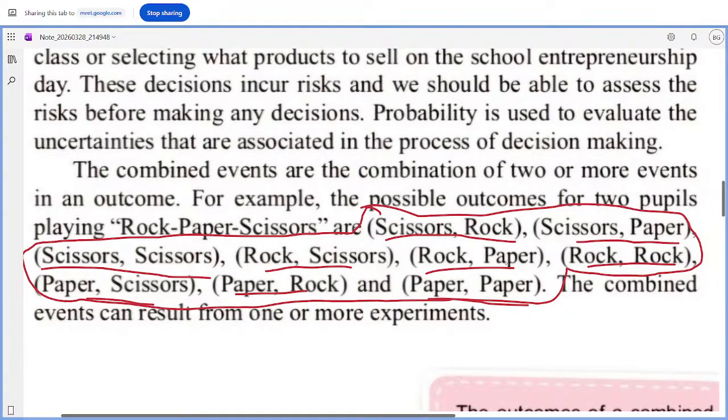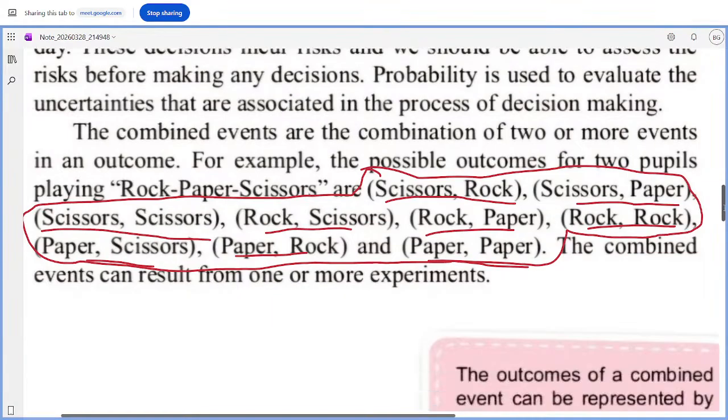Whenever we're talking about a total, we always use the word sample space. It's more professional, guys. Between saying total and sample space, which one looks more professional? Of course, sample space, right? So in probability, we always use the word sample space to represent total.